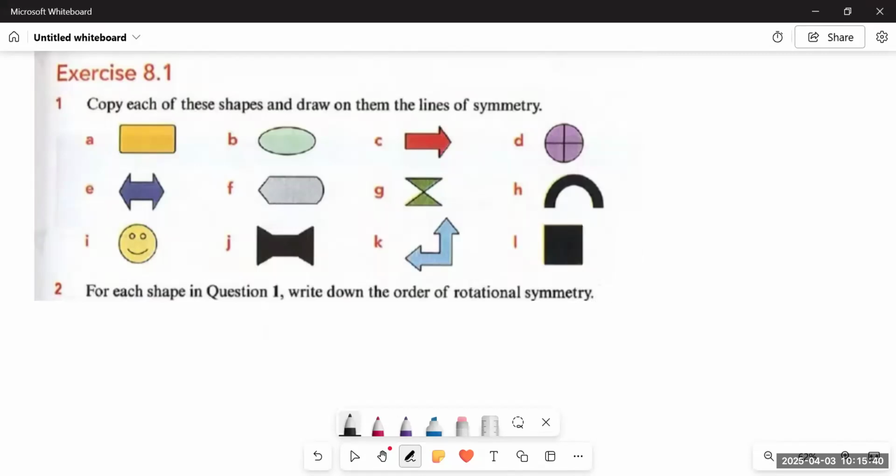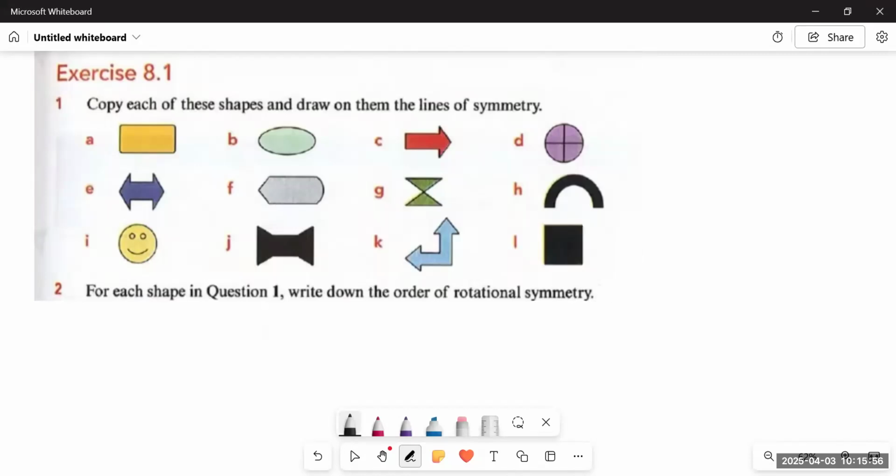This is Cambridge Lower Secondary Book 7. Today we are going to start chapter number 8, which is related to shapes and symmetry. We are going to discuss polygons in some other video, but today we are going to focus on lines of symmetry and rotational symmetry.